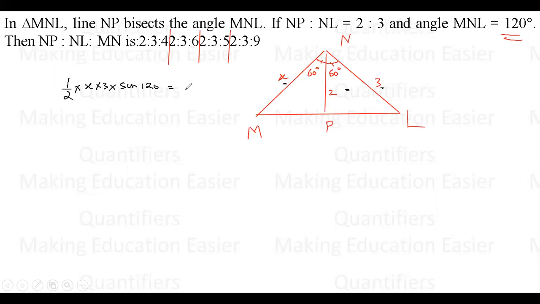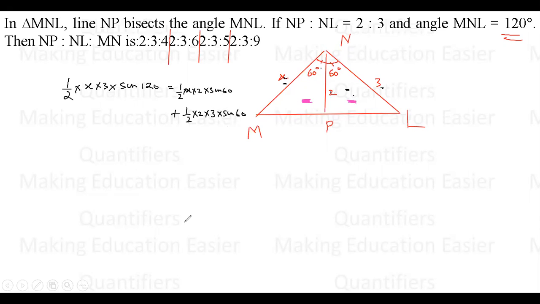Now can I say this area will be equal to the area of two smaller triangles? That means this triangle plus this triangle. So now if I find the areas of these two smaller triangles using the same formula, half into product of any two sides into sine of angle between them. So I can write this will be equal to half into x into 2 into sine of 60 plus area of this triangle, which will be half into 2 into 3 into sine 60.